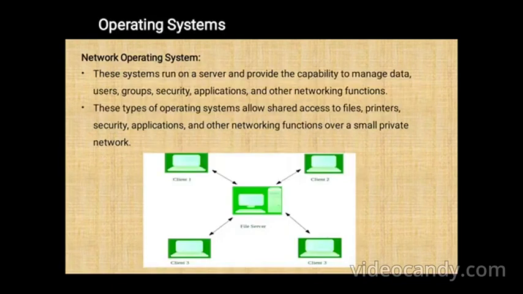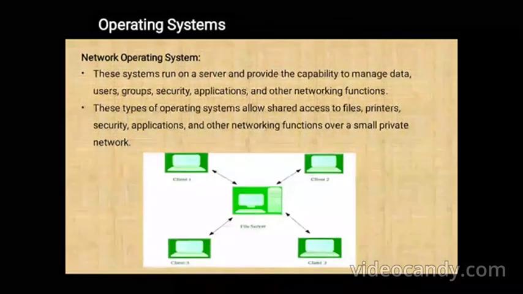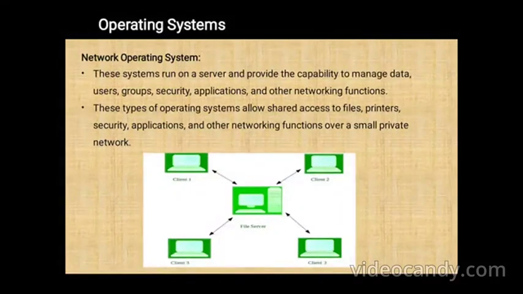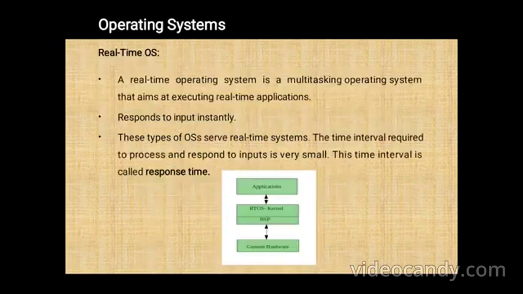So moving on to the seventh type of operating system, the network operating system. This system runs on a server and provides the capability to manage data, user groups, security, applications and other networking functions. This type of OS allows shared access to files, printers, security, applications and other networking functions over a small private network. Here in this diagram, one single file server is distributing files to different clients over a network. This is called a network operating system.